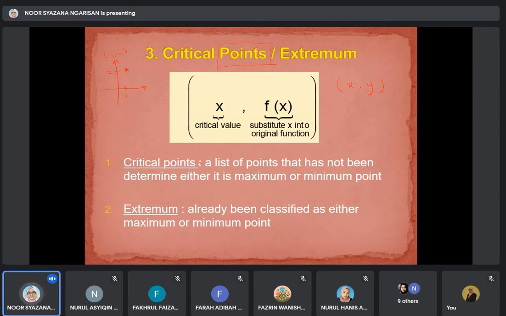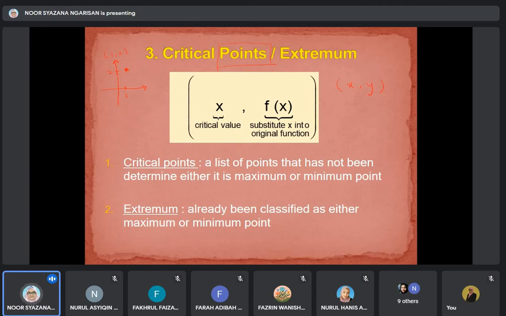So what is the difference between critical point and extremum? Okay, sometimes the question will ask you to find critical point and sometimes the question will ask you to find extremum. So you need to know the difference between these two things. Critical point, a list of points that has not been determined either it is maximum or minimum. Kalau dia just kata critical point, kita boleh senaraikan je. Kalau ada dua, dua lah. Kalau ada tiga, tiga lah critical point. Tak perlu bagi tahu sama ada point tu maximum atau minimum.